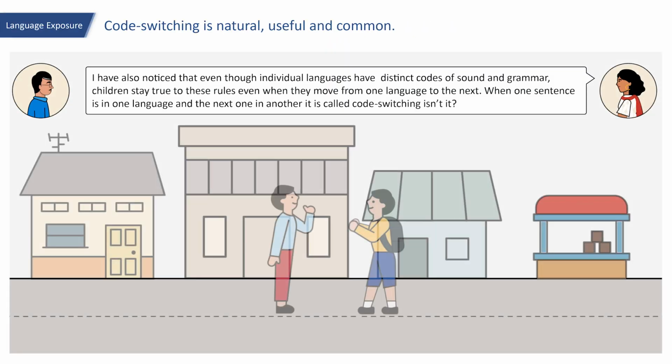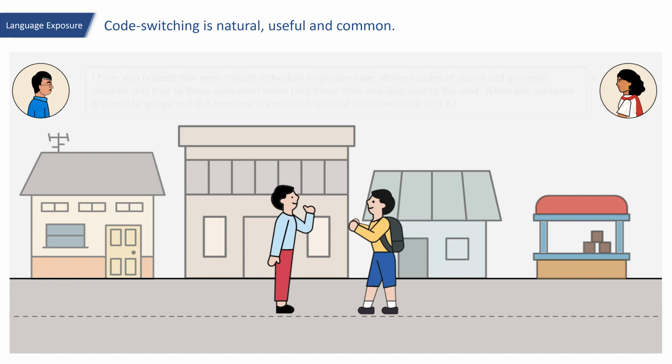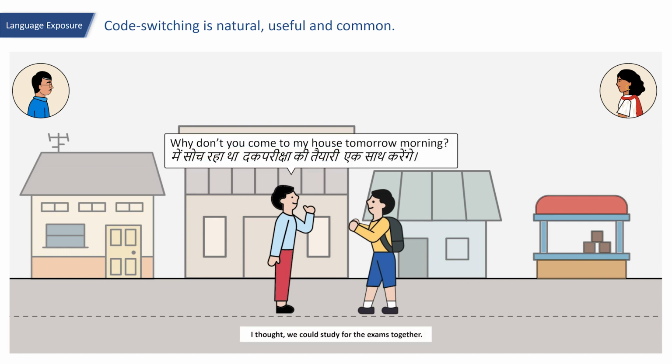I have also noticed that even though individual languages have distinct codes of sound and grammar, children stay true to these rules even when they move from one language to the next. When one sentence is in one language and the next one in another, it is called code switching, isn't it?